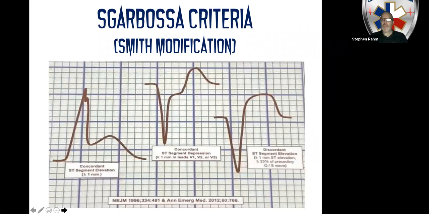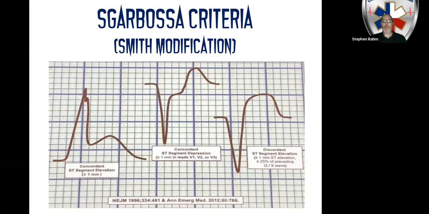the 3 Scarboza criteria. So this is an example of concordant ST elevation. Notice the ST segment's going up and the QRS complex is going up. This is not normal for left bundle branch block. So you would expect in this case that if it was greater than 1 millimeter and the patient was having chest pain, there's a pretty good likelihood that if they do take that patient to the cath lab, they're going to find a culprit artery somewhere. So that's Scarboza A.